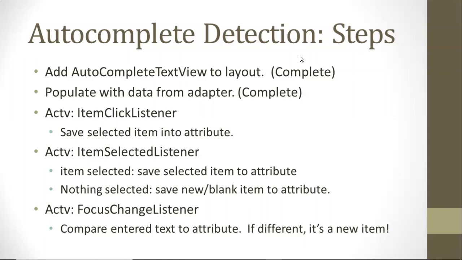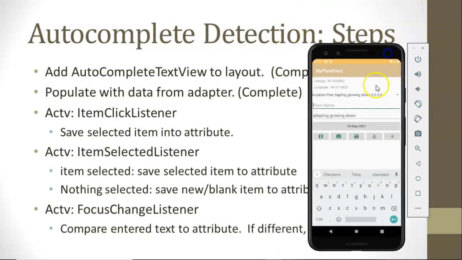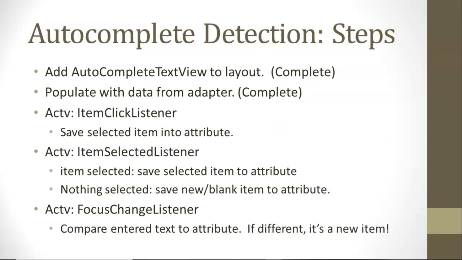Let's focus on the autocomplete detection right now, and here are the steps we're going to follow. First of all, a couple things that we've already done. Add the autocomplete text view to the layout, and we know that we already have that because I demonstrated that just a moment ago. And then populate the autocomplete with data. In this case, I'm populating this autocomplete with data that I'm getting from a RESTful JSON service, and then I'm also saving it into a local Room database. So those are a couple of things I've done in previous videos.